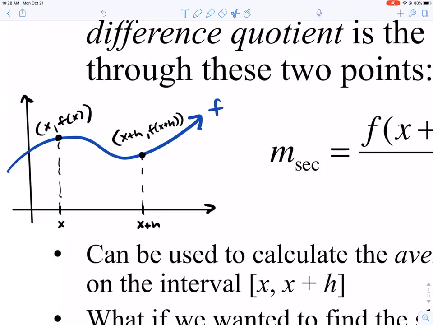So let's say we have a curve or function that represents a curve, and we want to calculate the average rate of change over the interval from x to x plus h. To do that, we can calculate the slope of the line that passes through those 2 points, and we refer to that line as a secant line.